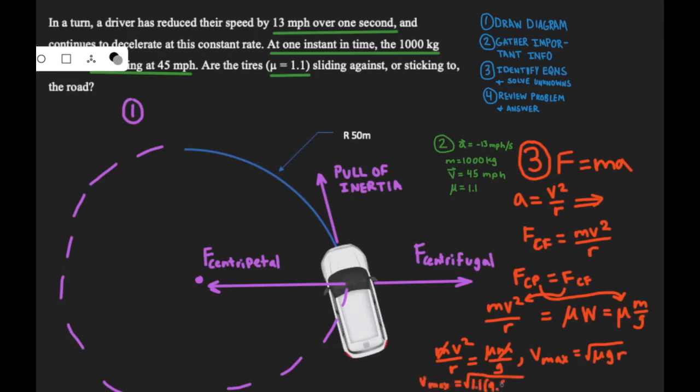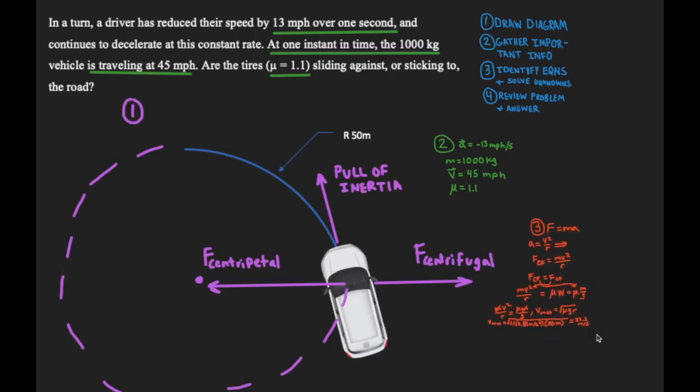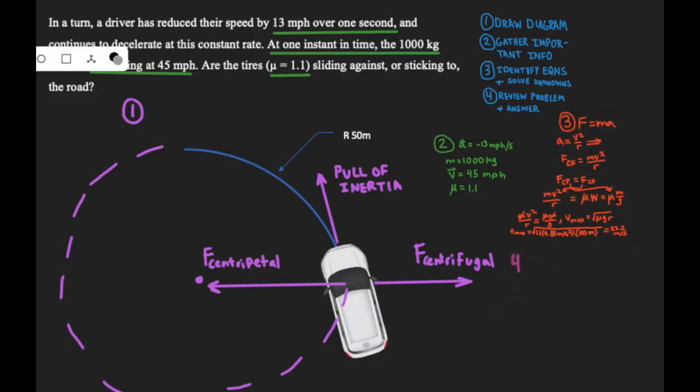Now we can set our equations for centripetal force equal to centrifugal force and solve for our max velocity, which is equal to the square root of mu times gravity times radius, and in this case that's equal to 23.2 meters per second. On to part 4, reviewing the problem and answer.